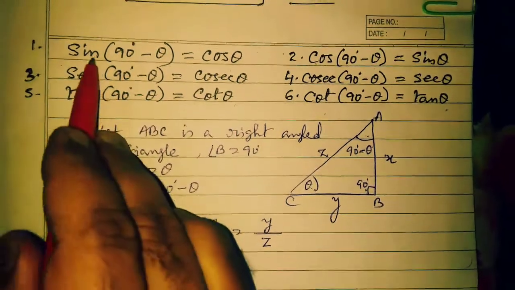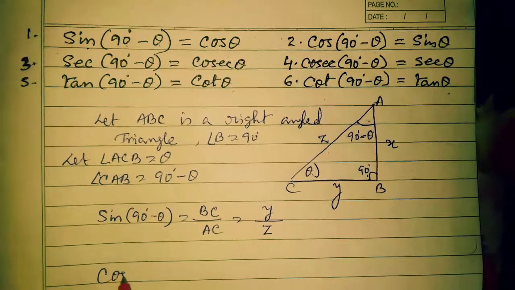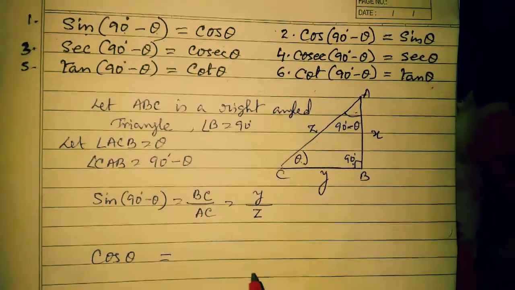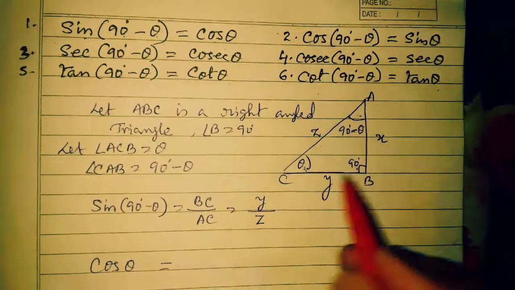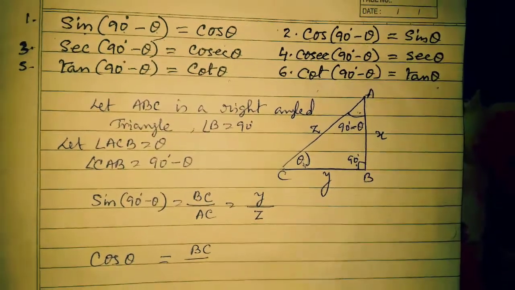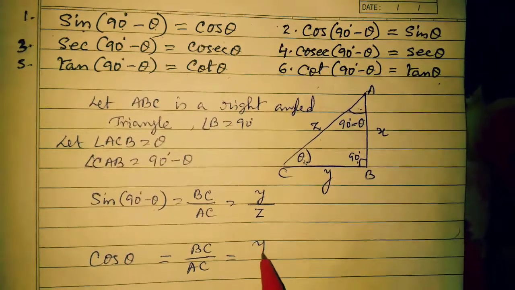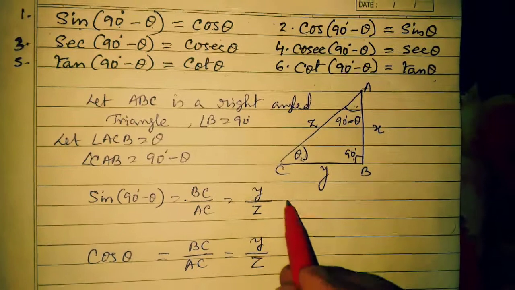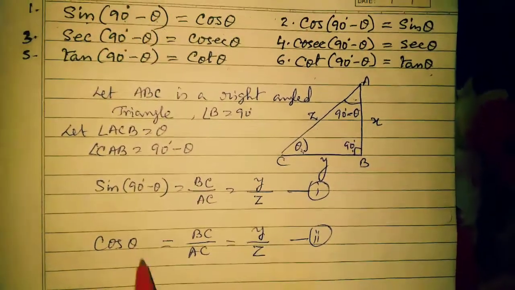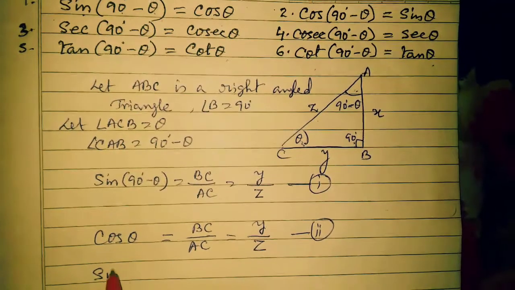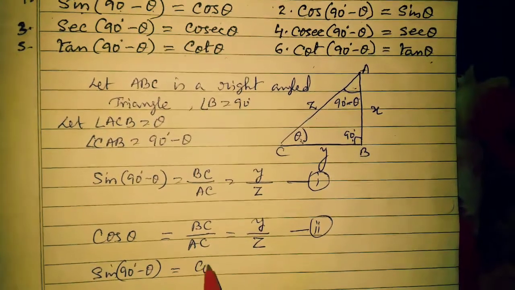Similarly, it is given that sin(90 minus theta) equals cos theta. So if we find cos theta here, cos theta means this angle is theta. Then BC will be the base and AC again the hypotenuse, and again it is y by z. So see here in equation 1 and equation 2, both are equal. That is why we get sin(90 minus theta) equals cos theta, from equation 1 and equation 2.